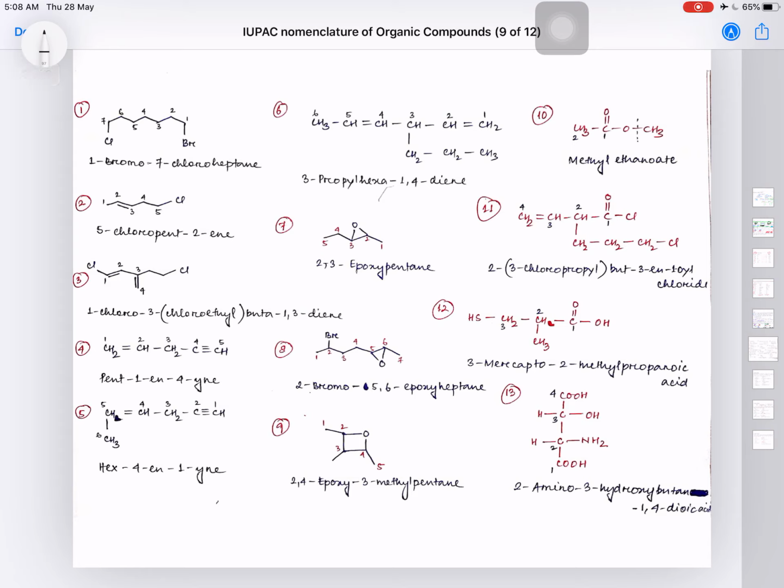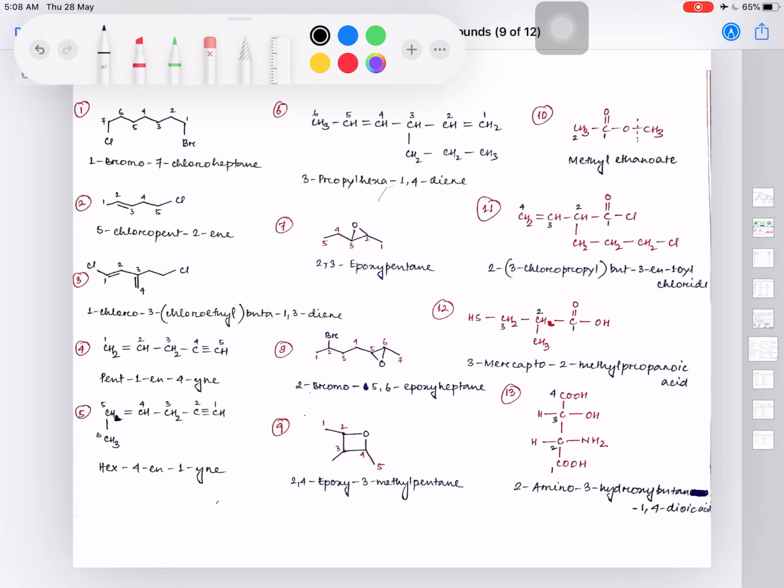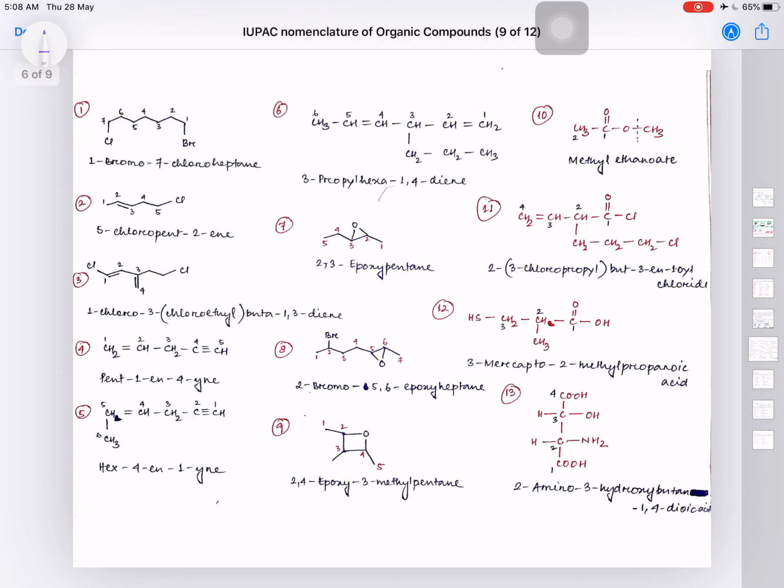These are a few examples that I have taken. If we discuss these, then I hope you will understand. First, let us come to number 1. You see this one, the same example we just discussed. Here you have a heptane, meaning a 7 carbon chain, with bromine and chlorine at the first and 7th positions. Since bromine comes first alphabetically, we start numbering from the carbon where bromine is attached. So this one will be 1-bromo-7-chloroheptane. This is very simple.